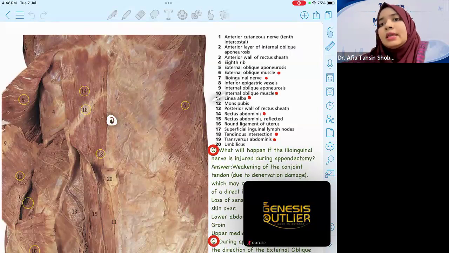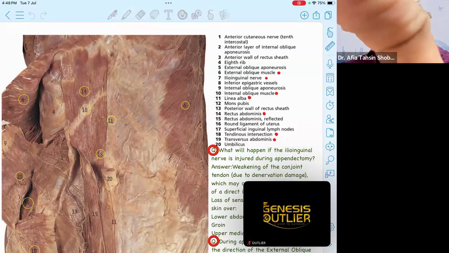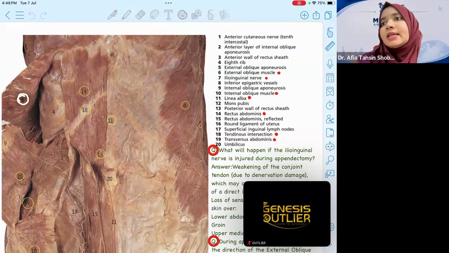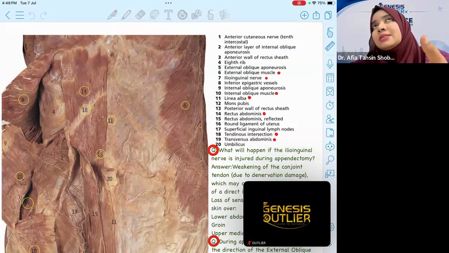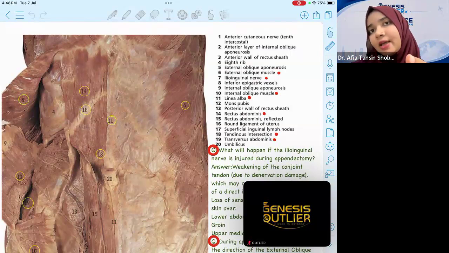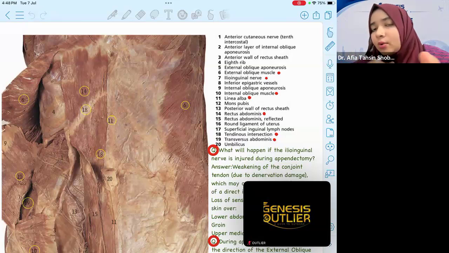Okay, then come to external oblique. Where is this? 6 is external oblique muscle. You have to be very careful about muscle and aponeurosis. Don't tell it as aponeurosis. You have to be careful before telling whether it is muscle or whether it is aponeurosis.